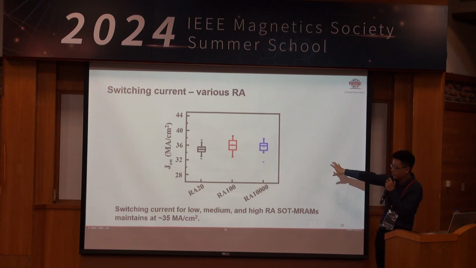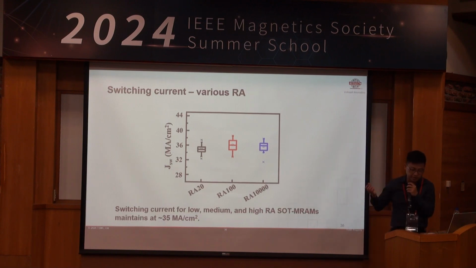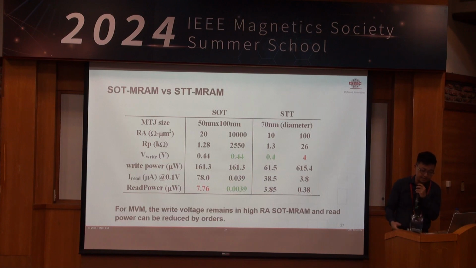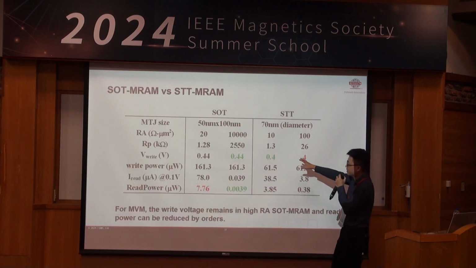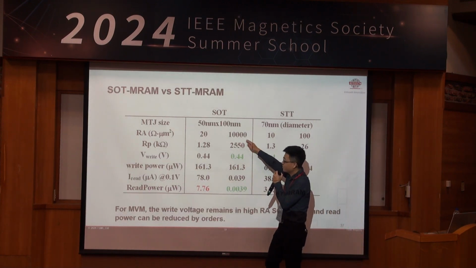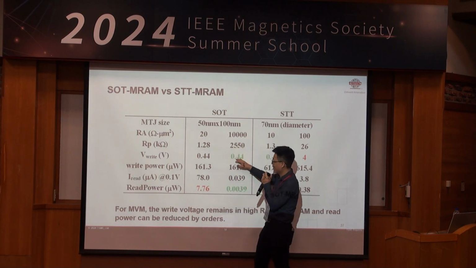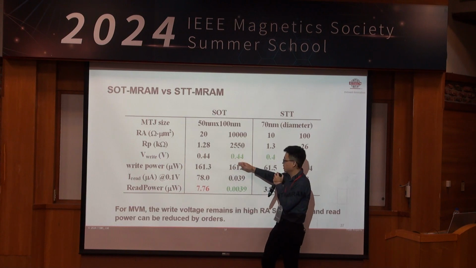Okay, and this I already showed you. Later I will explain why we need a high resistance. So here is one of the examples. Because we have an SOT, it doesn't matter how we change this RA value, the write voltage can always stay at roughly 0.4 volt. This is for the DC.